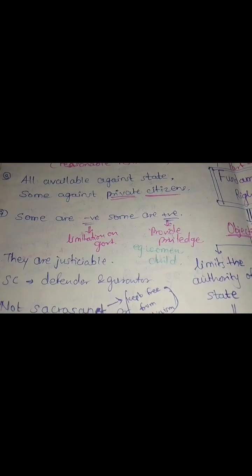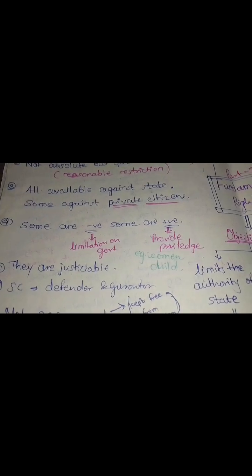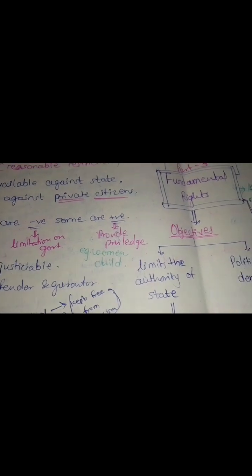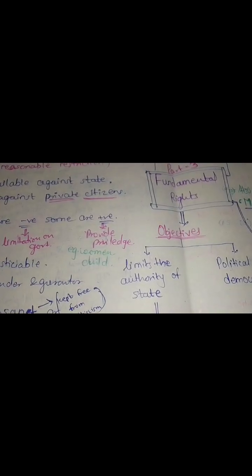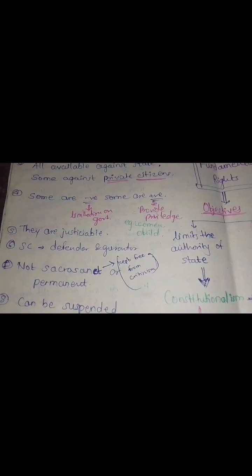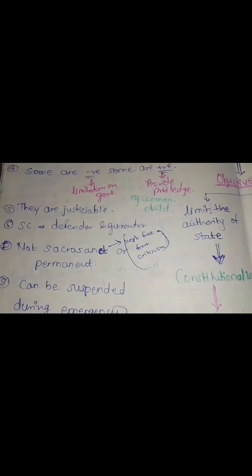Some are negative and some are positive. So many people say that these are negative because it imposes limitation on government, so that so many procedures and so many hurdles should be faced by government. And some also claim that these rights are very positive because it provides privilege to women, child and underprivileged sections, like backward caste, and scheduled caste, scheduled tribes and other people, for their upliftment. These are very good. Then they are justiciable.